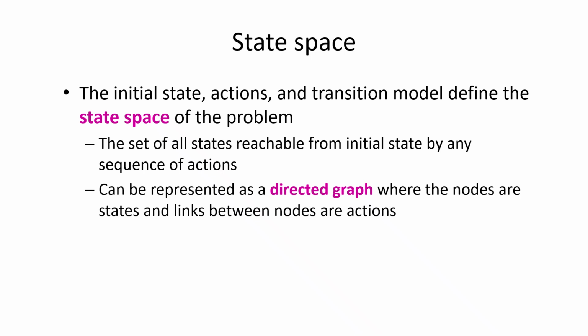The initial state, the set of actions, and the transition model together define the state space of a problem. The state space is the set of all states that can be reached from the initial state by applying any sequence of valid actions. We can visualize the state space as a directed graph where each node represents a state and each link represents an action that moves the agent from one state to another.